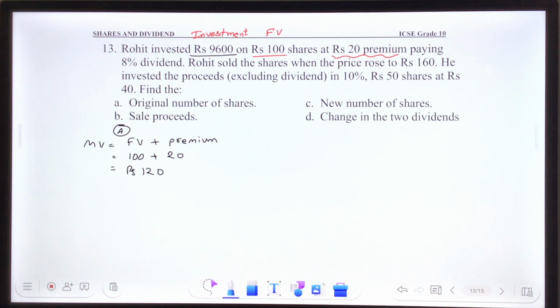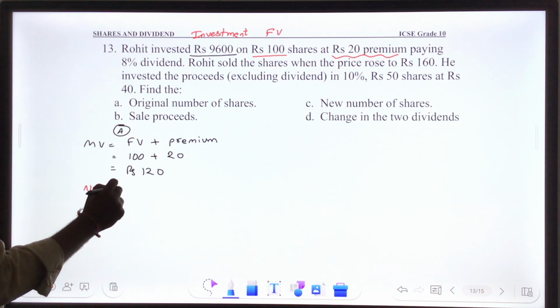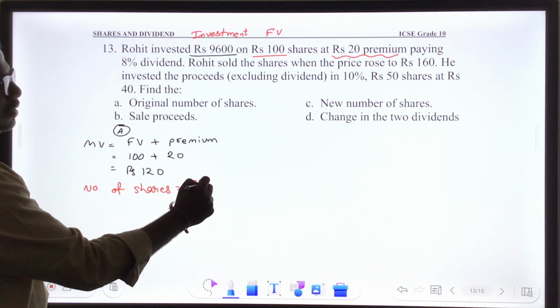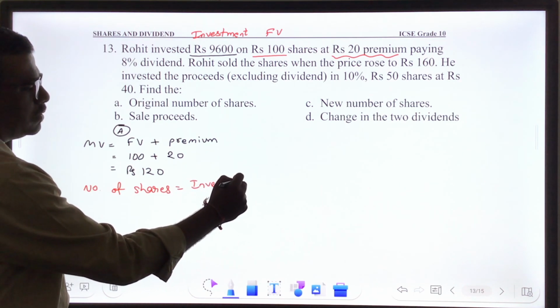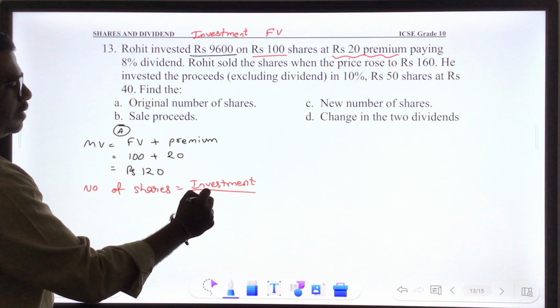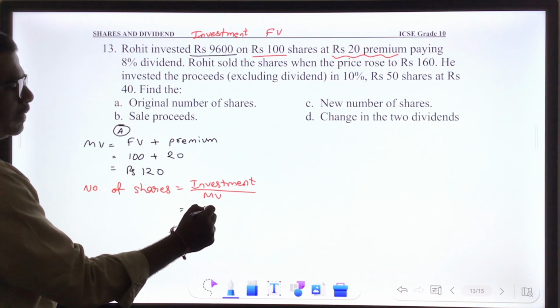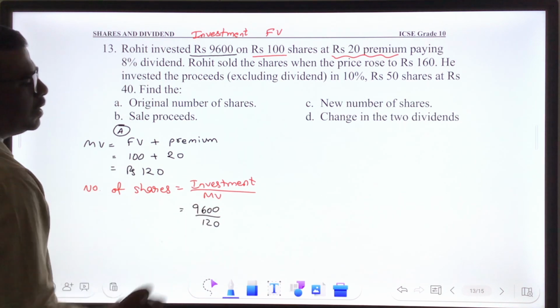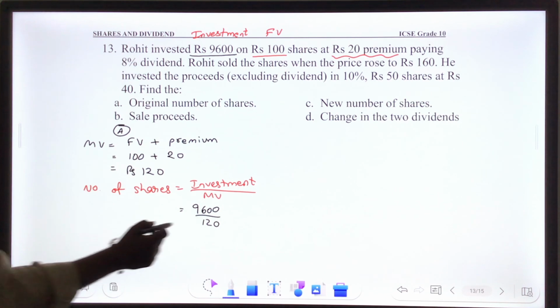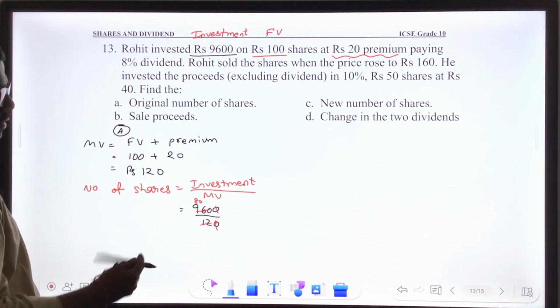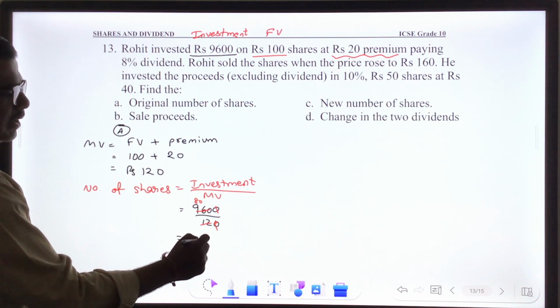So to find the number of shares of this company, number of shares is given by investment divided by market value of one share. So the investment is 9,600 divided by 120 rupees market value. So in reducing this, we get number of shares as 80.